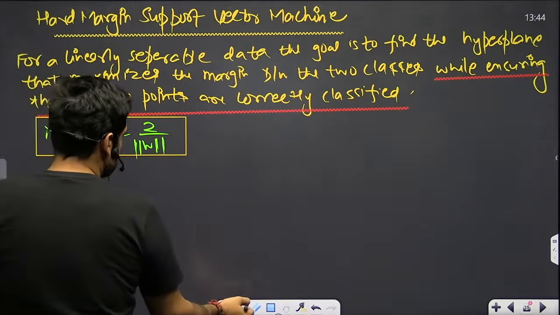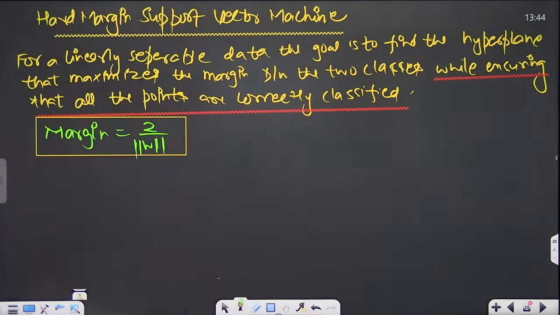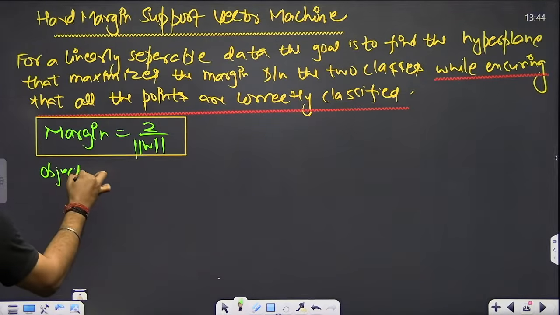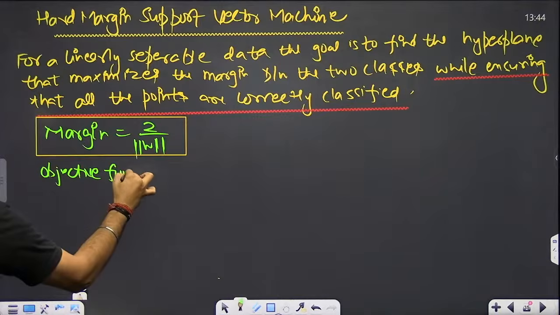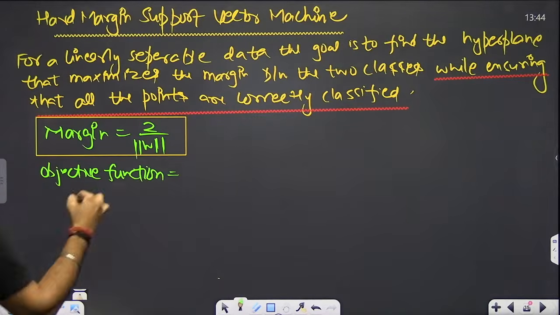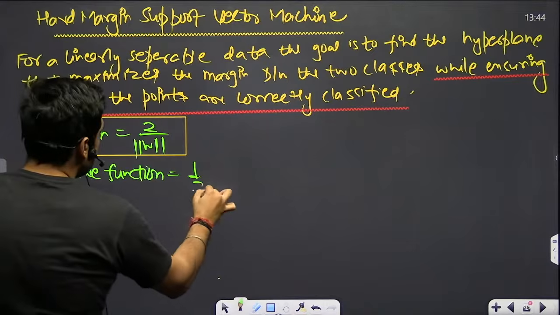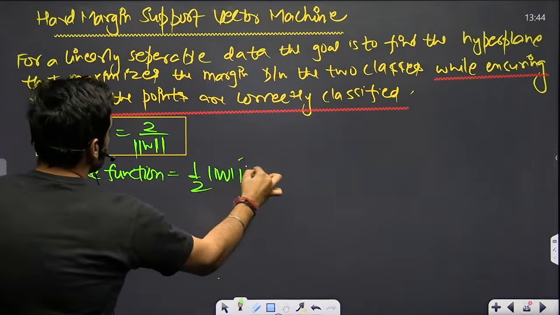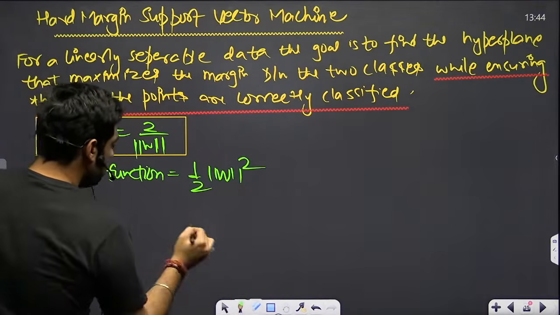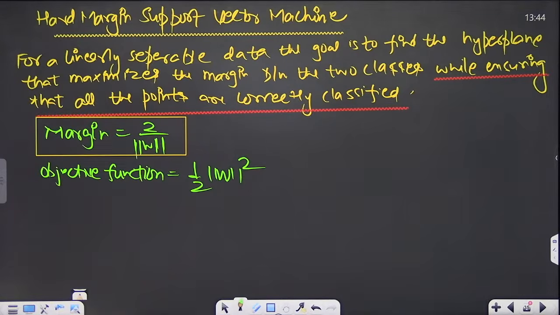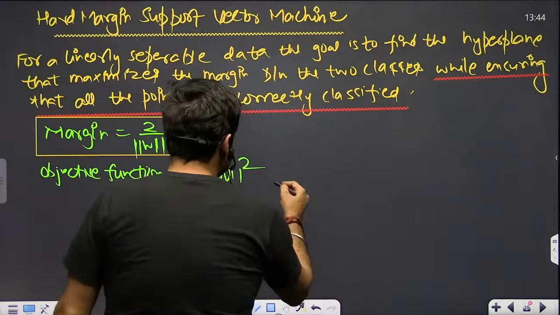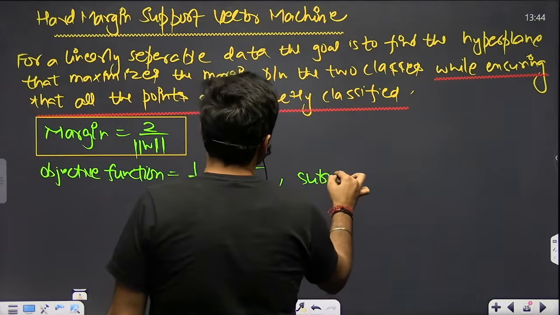Okay, that is defined as 2 upon norm of vector. And what is the objective function? Just write the objective function. It is half of norm of weight vector squared, subjected to the constraint. So this is the objective function. You have to remember it.